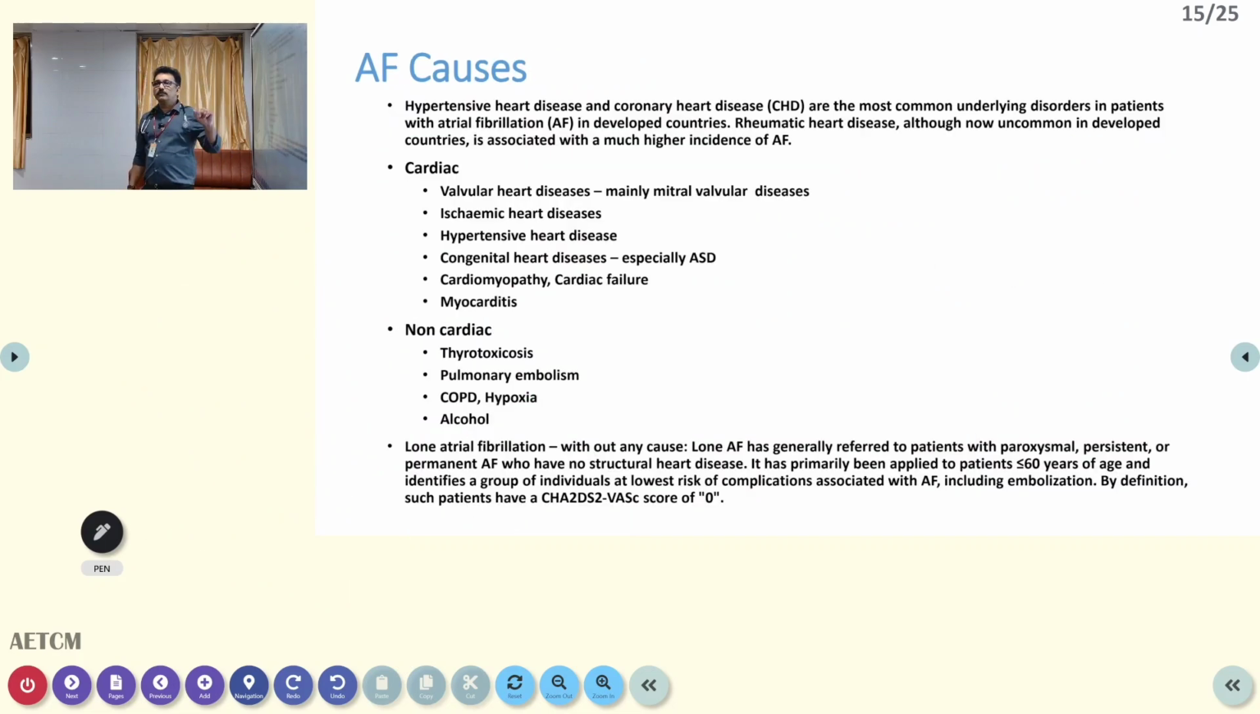Now, there are a lot of causes for atrial fibrillation. Cardiac causes: mitral stenosis, mitral regurgitation, ischemic heart disease, hypertensive heart disease, congenital heart disease like ASD, cardiomyopathies, cardiac failure, myocarditis, thyrotoxicosis. One of the most common non-cardiac causes for atrial fibrillation is thyrotoxicosis; also acutely pulmonary embolism, COPD, hypoxemia, alcohol. All these things can produce atrial fibrillation. Without any reason also a patient can have atrial fibrillation, that is called lone atrial fibrillation.